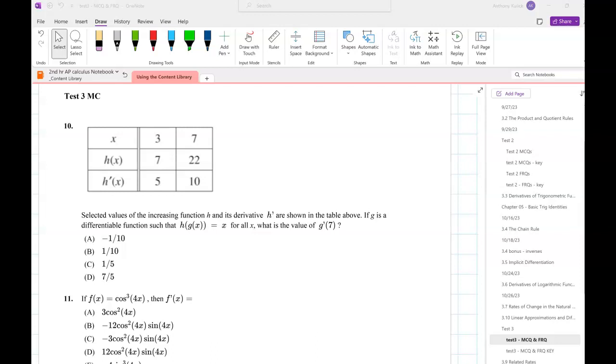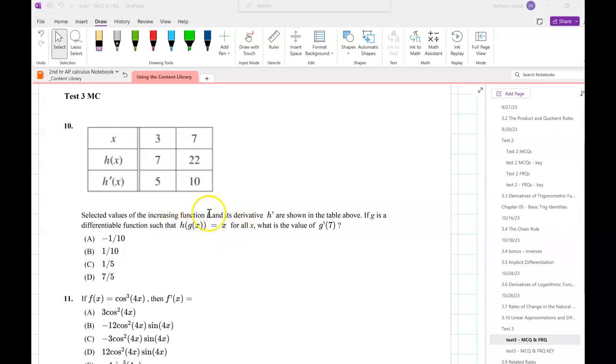Number 10 is pretty tricky, right? This is maybe one of the trickiest versions of one of these inverse problems. It says selected values of the increasing function h and its derivative h prime are shown in the table above. If g is a differentiable function such that h of g of x is equal to x for all x, what is the value of g prime of 7?